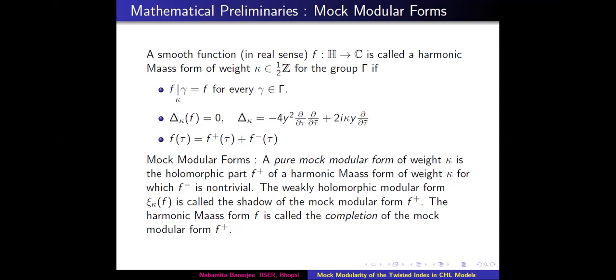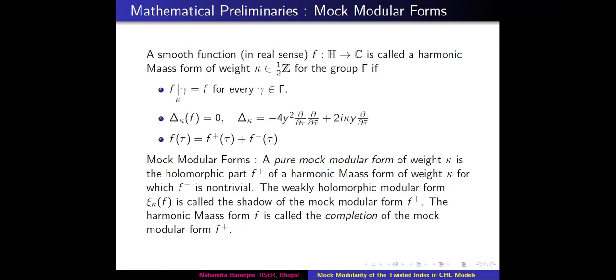So this definition is for functions which are themselves not holomorphic. It has a piece in it which makes it not holomorphic, but nevertheless, its holomorphic part satisfies some property, and that's what we are trying to understand. A weakly holomorphic modular form, which is basically a shadow transformation of this, is called the shadow of the mock modular form f plus.